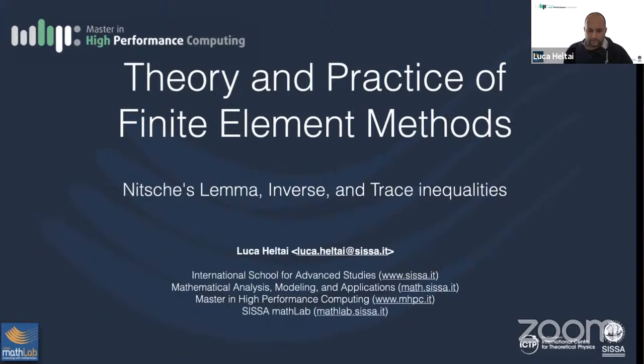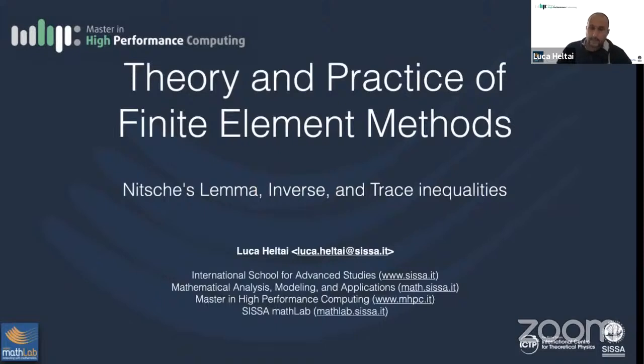So good afternoon, everyone. This is a lecture where we will discuss Nitsche's lemma and the inverse and trace inequality. And if we have time, we will apply the inverse and trace inequality to prove parts of the a posteriori error estimation results. In particular, we will discuss the reliability of residual based a posteriori error estimation, which comes naturally and very simply once we have discussed a little bit about the inverse and trace inequality.